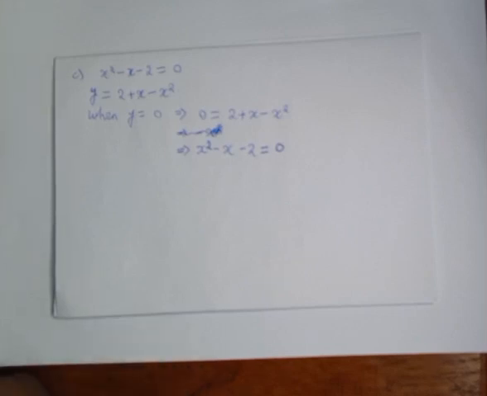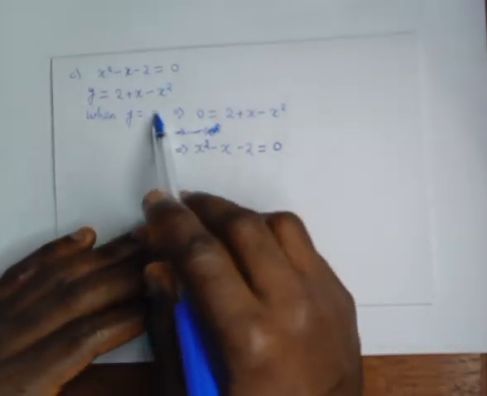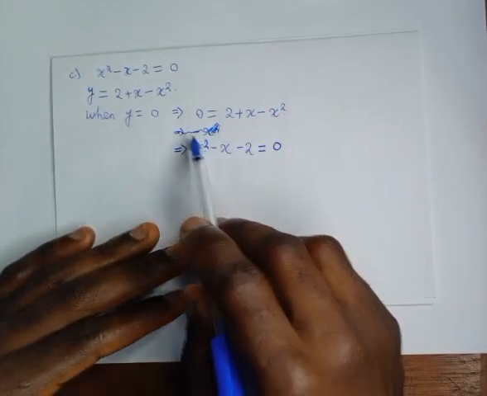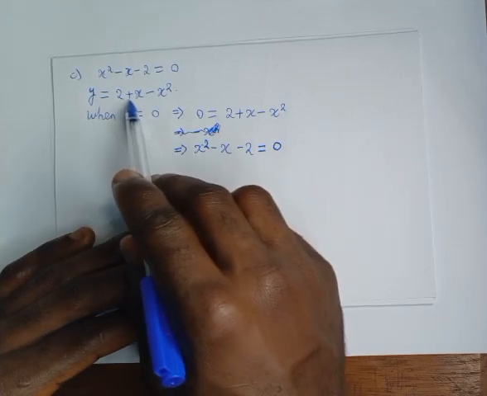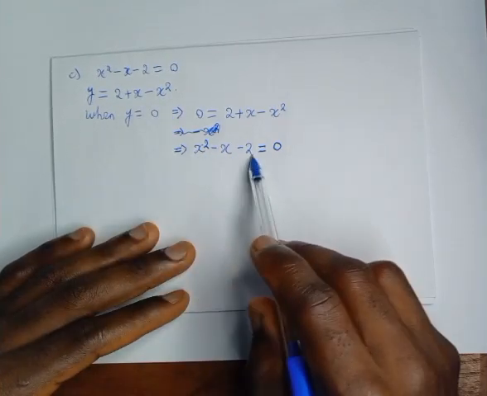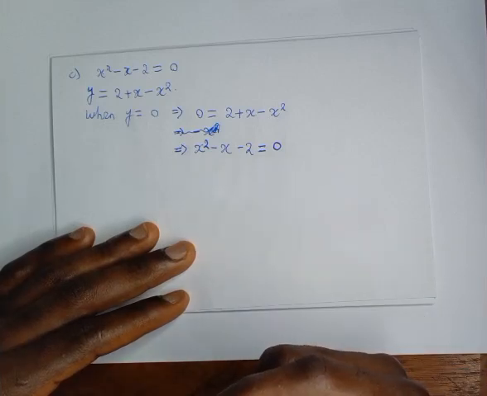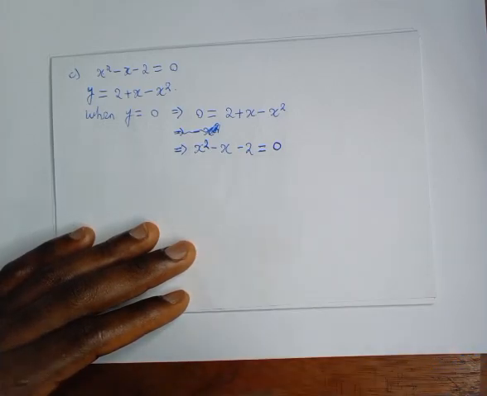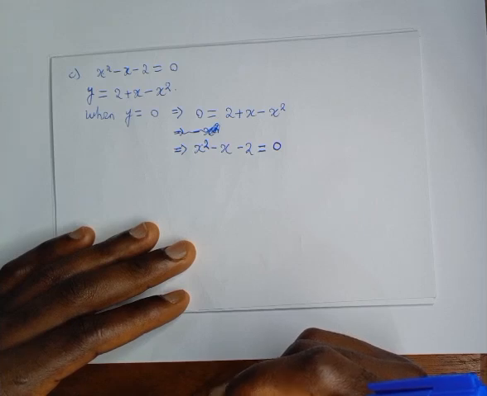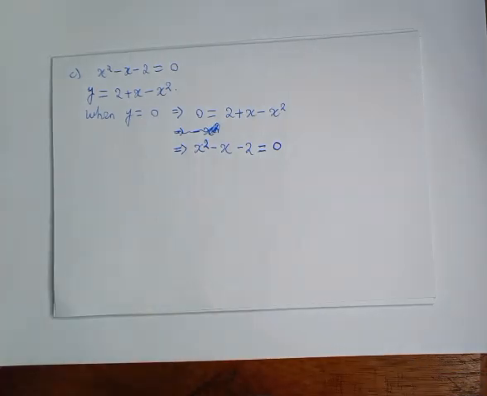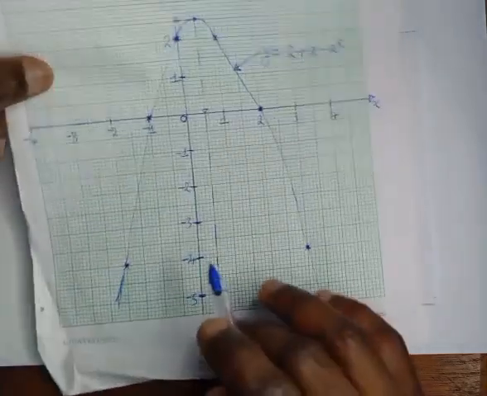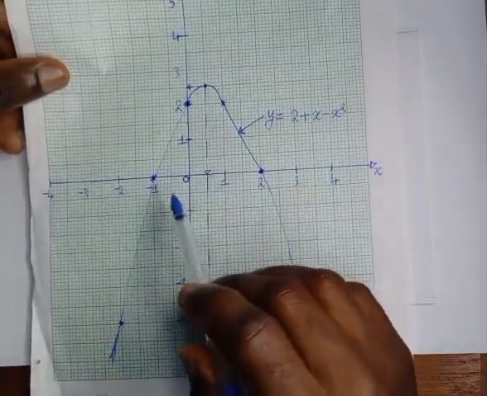For us to get the solution of this quadratic equation using our graph, it means we are going to read the values of x when y is equal to 0. You can see here y is 0, and this is the same as this when you multiply both sides by negative 1. So they are the same. So we move to our graph. We read the values of x when y is equal to 0. That's all we're going to do.